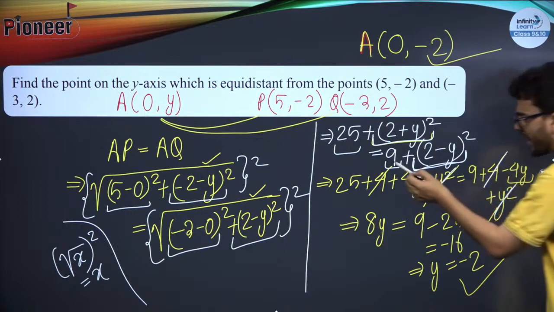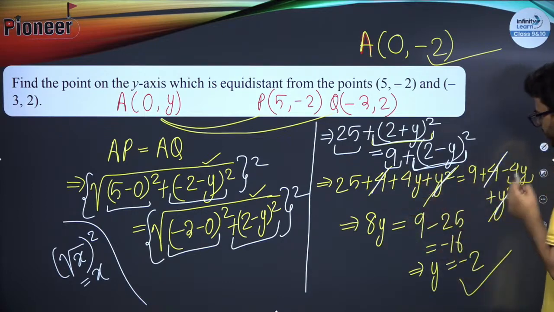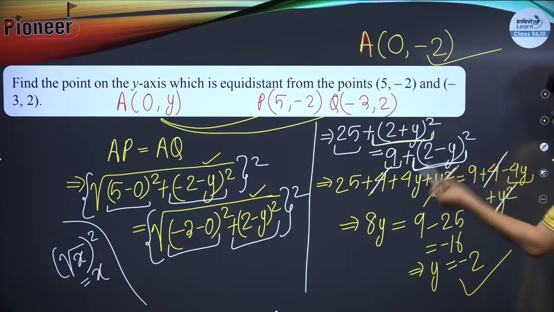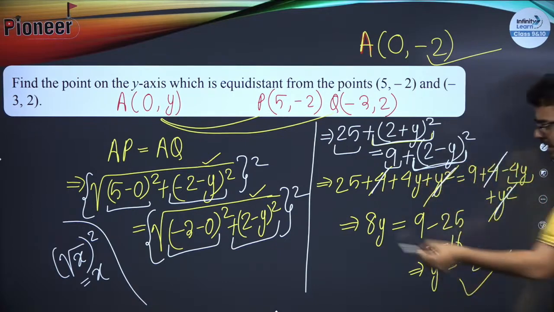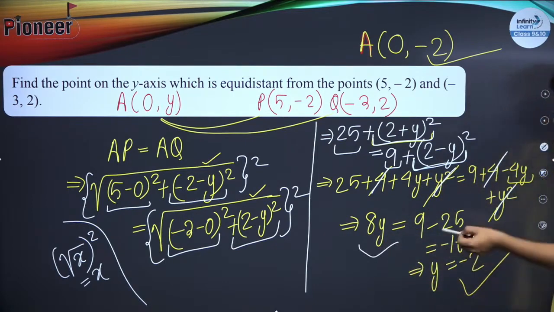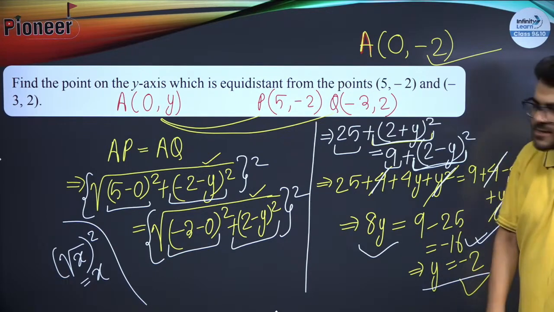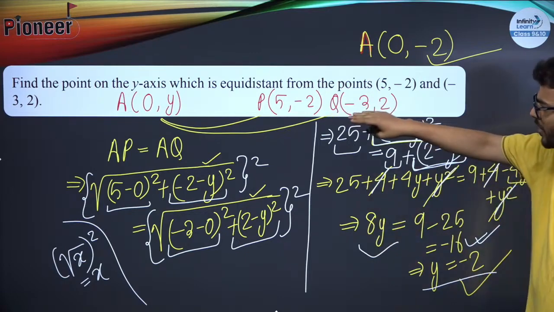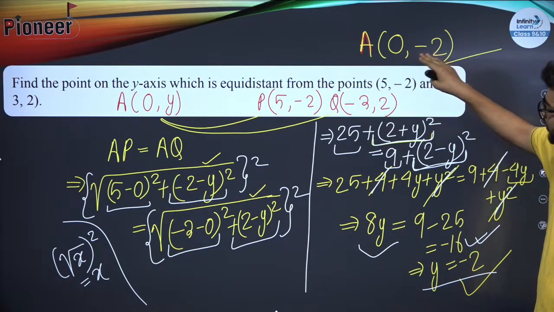I can cancel out 4 as well over here. So I'll be left with what? I can take minus 4y on the other side of the equation. So I'll get 8y over there, and then that is 9 minus 25. 9 minus 25 is what, guys? Minus 16. You can simplify, so y is equal to minus 2. So the coordinates of the point on the y-axis which is equidistant from these 2 points P and Q will be (0, y) or (0, minus 2).